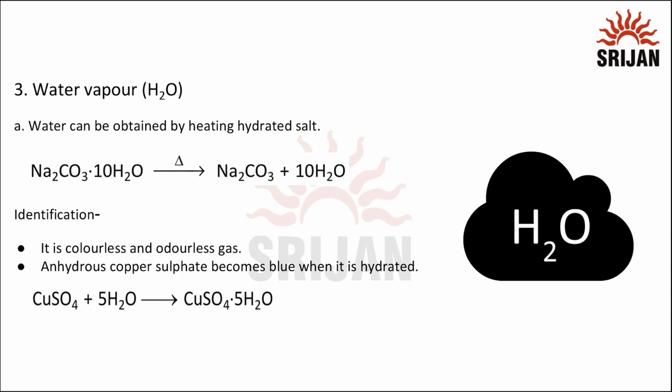The third one is water vapor. So water vapor can be obtained by heating hydrated salts. Now hydrated salts are the salts which have H2O molecules combined to them. Here you can see that 10 H2O molecules are already present. So on heating such salts, we get water vapor.